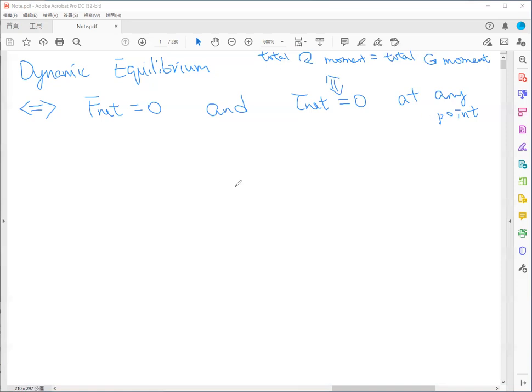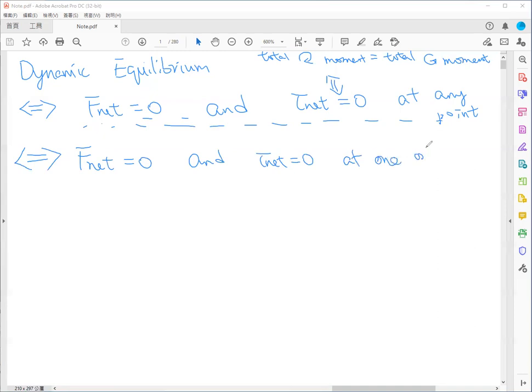Okay, but actually this condition is too strict. So there is an equivalent form. We can say the net force is zero and the net moment is zero at one arbitrary point. So you don't need to consider the moment at any point, just take the moment at one point and see whether the net moment is zero or not.